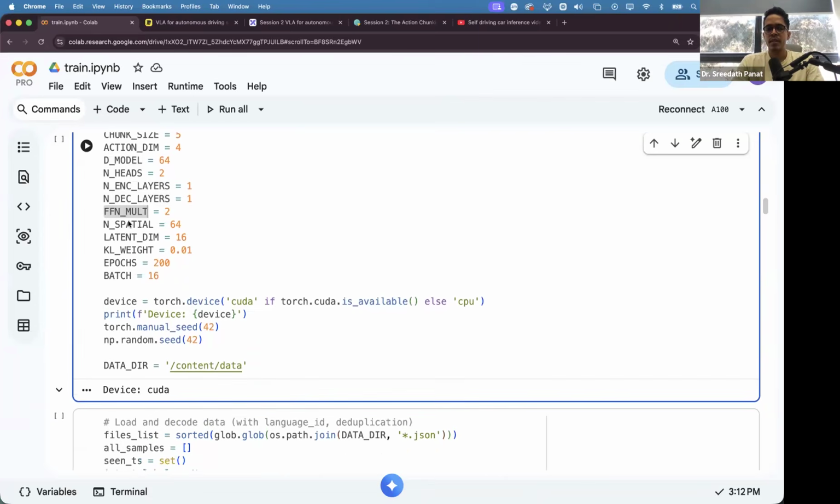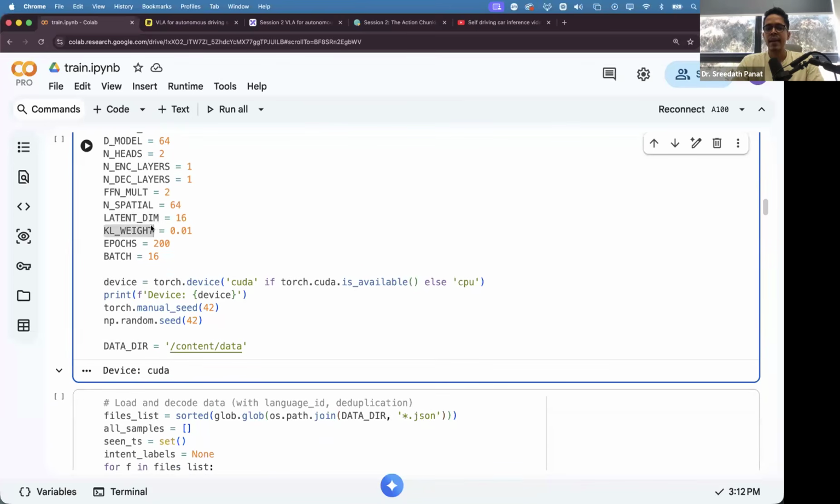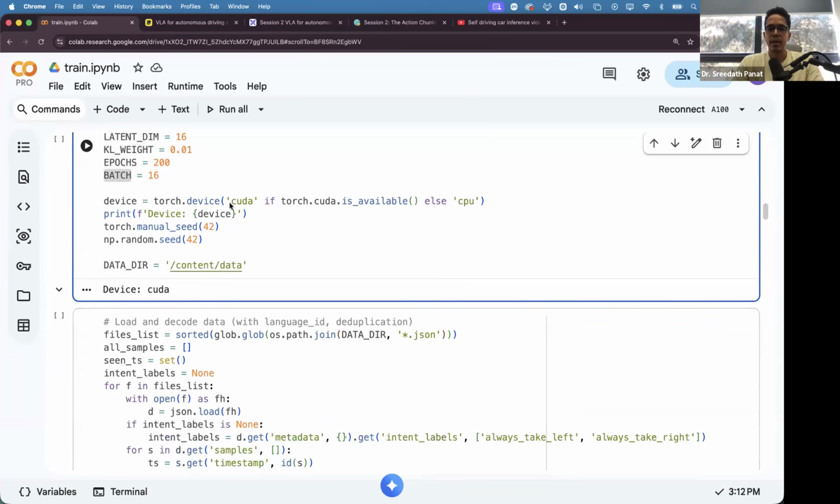That is 2. N spatial is the number of spatial tokens. It is 64. Latent dimension is the dimensionality of the Z space where mu and sigma are residing. It is 16. This is the KL divergence weight multiplier for the loss function. Epochs is 200, batch size is 16. Okay, then you just load the data.